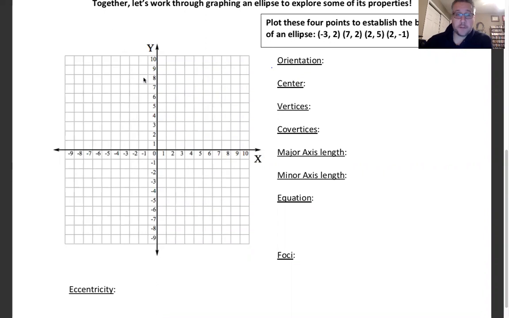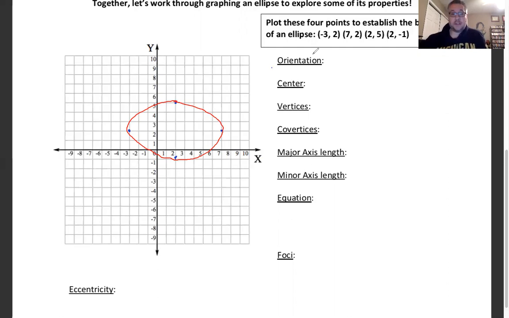So we have (-3, 2), which is right here. We have (7, 2). We have (2, 5). And we have (2, -1). Okay, and that will establish our oval curve, which is our ellipse.